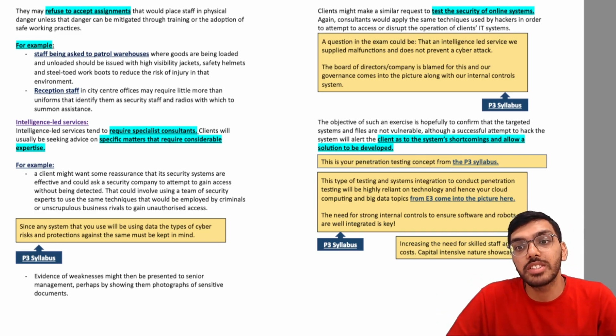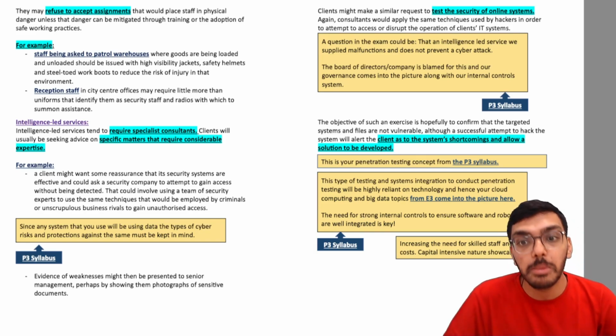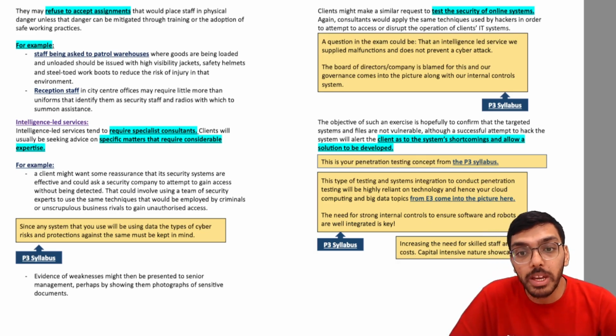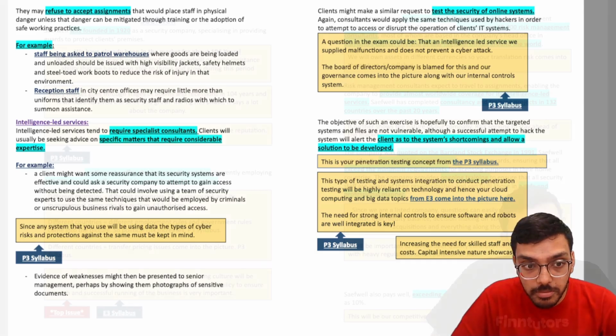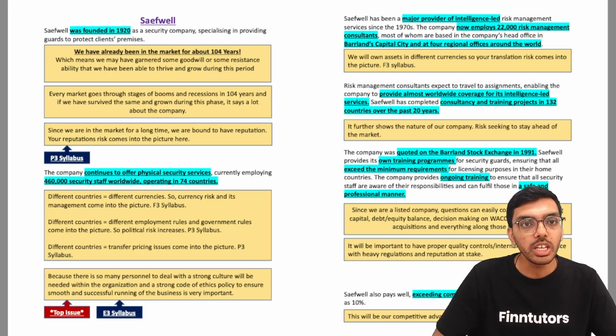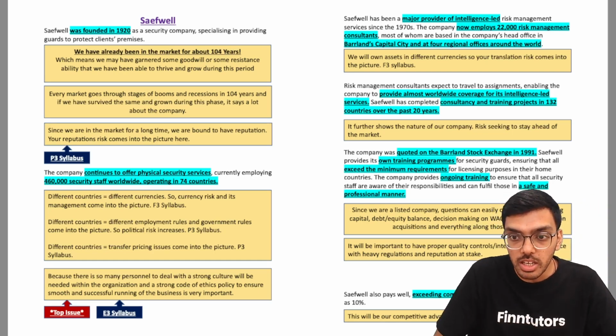The types of testing, system integration to conduct penetration testing will be highly reliant on technology. Hence, again, your data topics, protection of data topics is coming into the picture over here. So, Saefwell was founded in 1920 as a security company specializing in providing guards to protect clients' premises. So, we started as a small security company back in 1920.